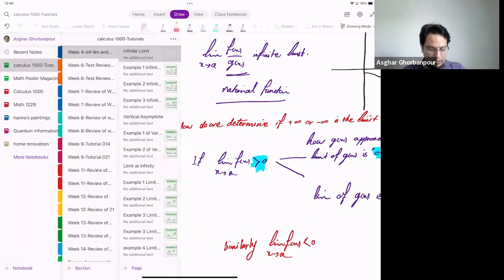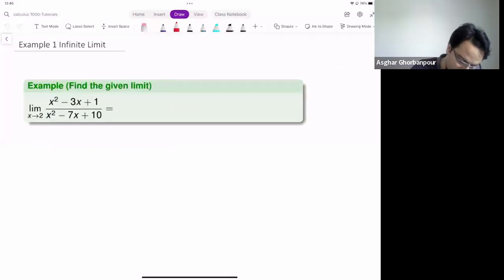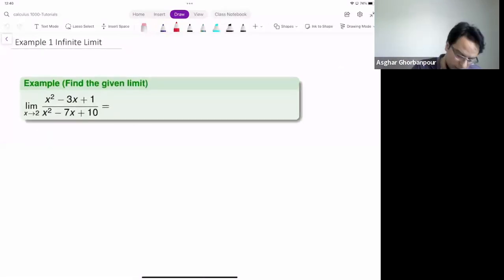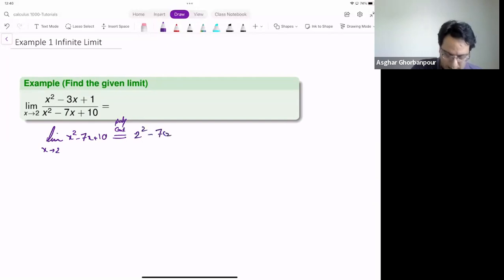Okay, so I will start an example. Okay, here, well, quotients. Always you start like this, limit of the denominator. Limit of x squared minus 7x plus 10 as x approaches 2. Since this is a polynomial, polynomials are continuous. That means that I can just evaluate that. That will give me the value of the limit. And no surprise, this is 0, yes?